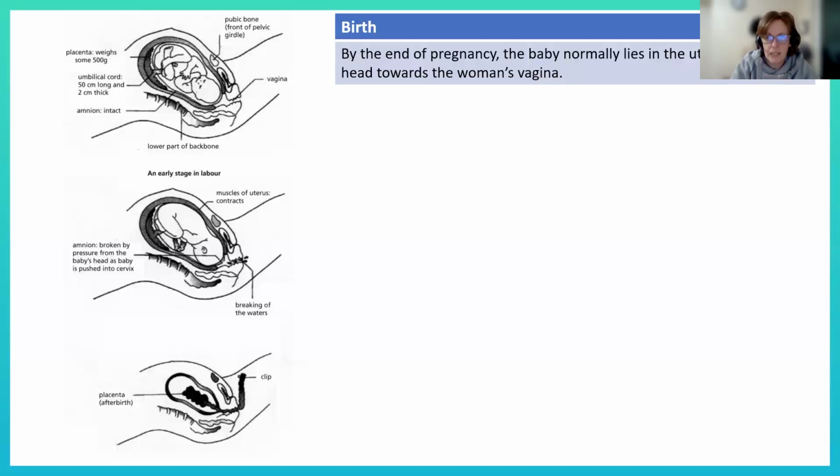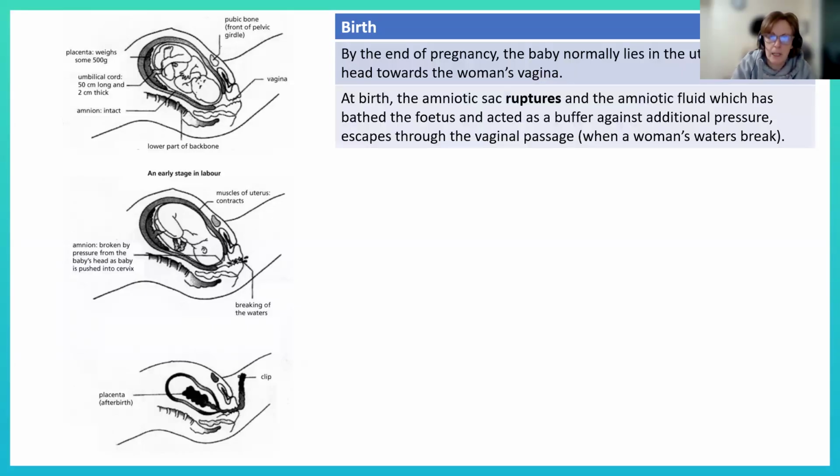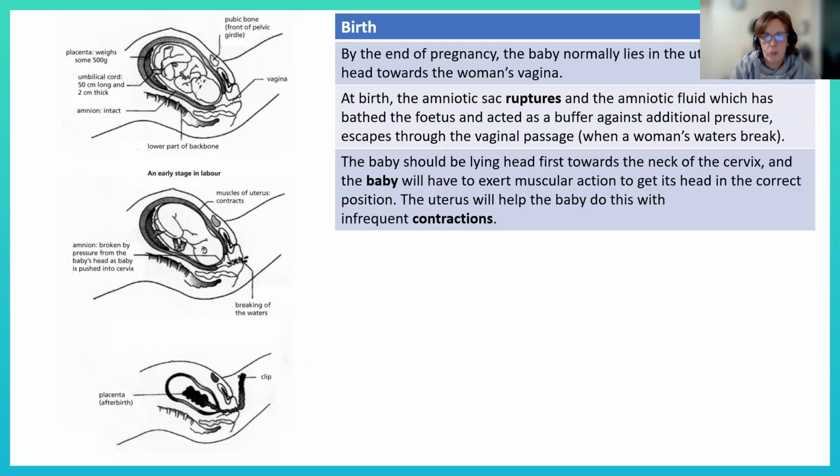What happens is the baby lies in the uterus towards the end of the pregnancy with its head pointing towards the vagina, the birth canal, and the amniotic sac ruptures. That's when the amniotic fluid, which surrounds the fetus, will be released, and people talk about waters breaking. So a lot of fluid will pass through the vagina. That's no longer needed to protect the baby as it's being born. So that will escape through the woman's vagina.